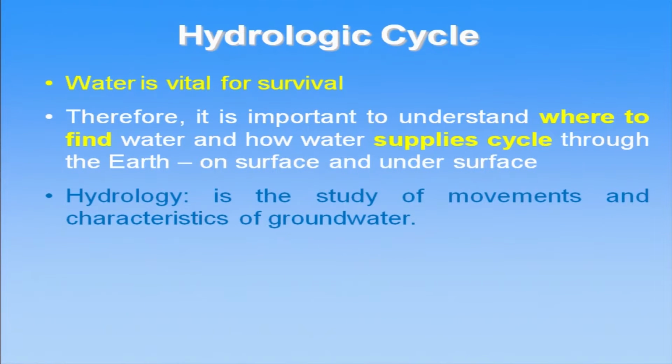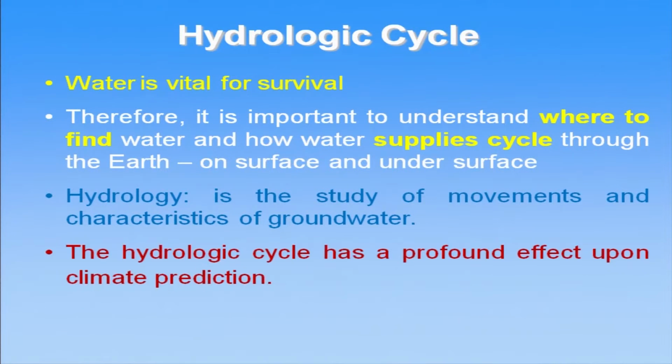Hydrology is the study of movements and characteristics of groundwater. How the groundwater moves, we will try to look at in a couple of slides. The hydrological cycle has a profound effect upon climate prediction, because if climate change has been observed, then of course it is going to affect the hydrological cycle, and definitely it is going to affect the groundwater also.